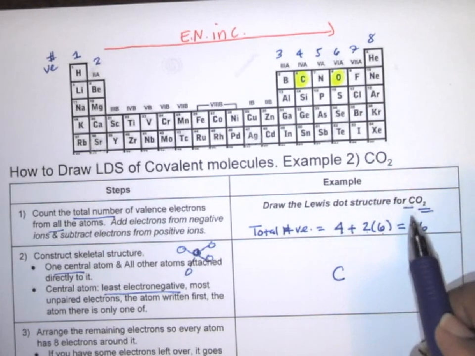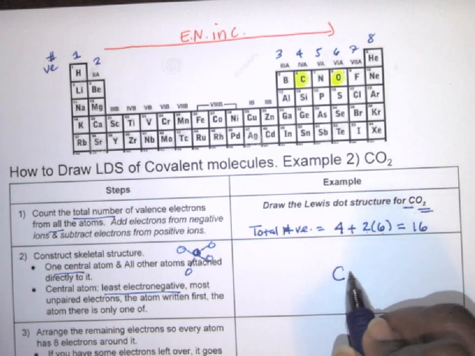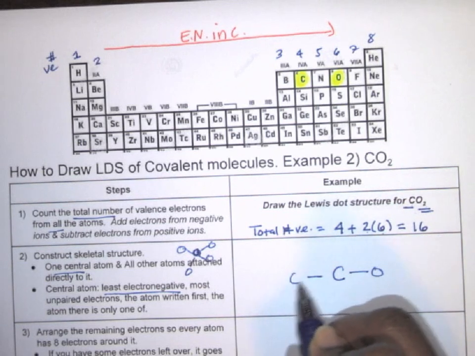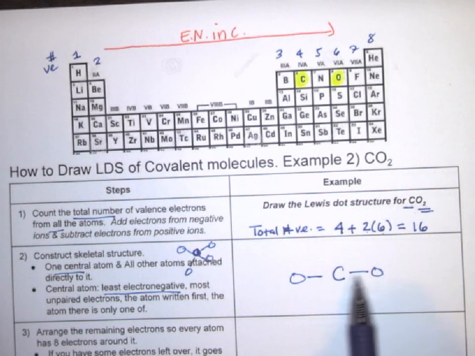So my 1 carbon goes in the center, and then attached to that carbon will be the 2 oxygens. Notice that both oxygens are attached to the carbon. They're not attached to each other.